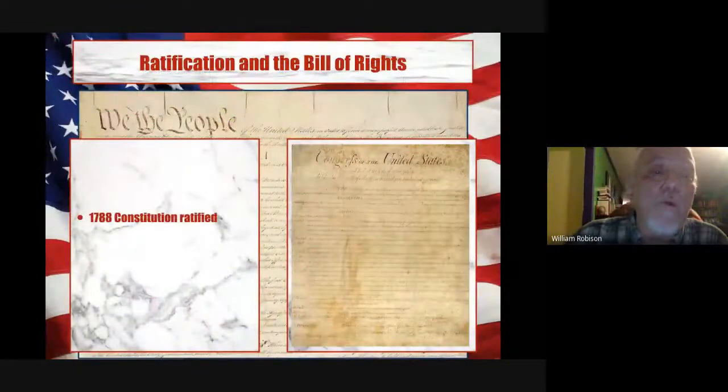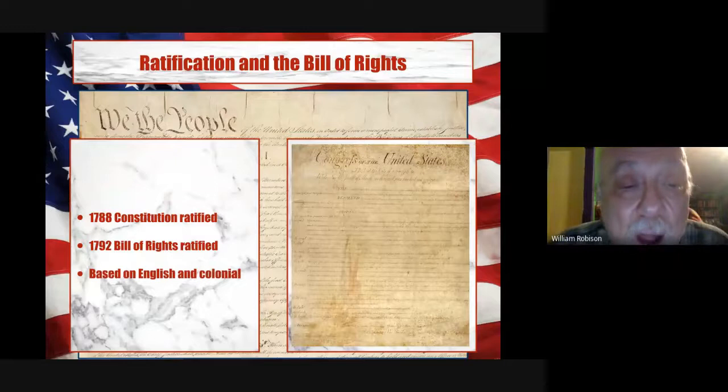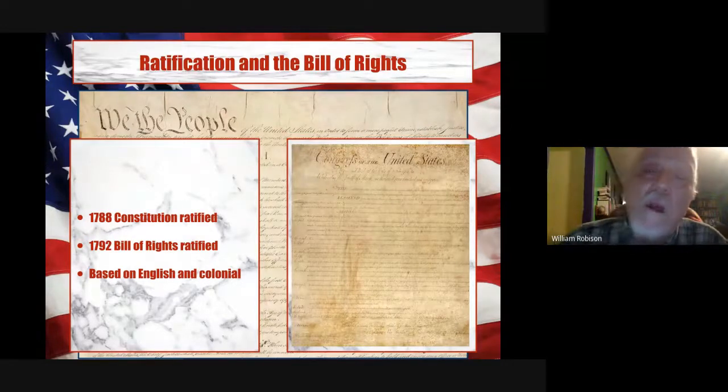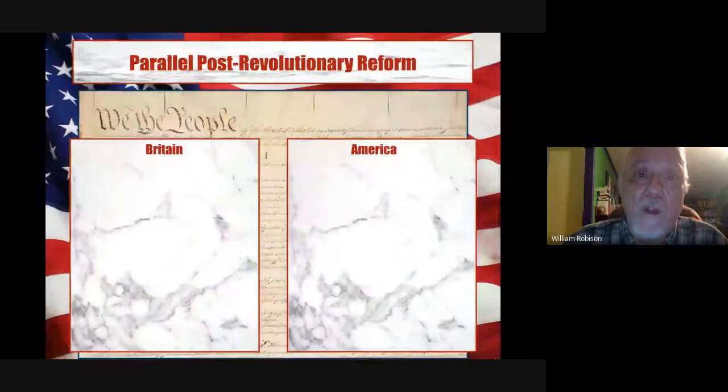The Constitution was ratified by creating a Bill of Rights based on the English Bill of Rights and the Bills of Rights in the 13 individual colonies. Congress was important to all of this.